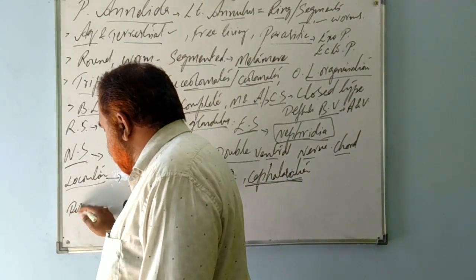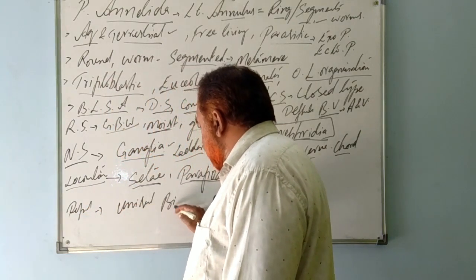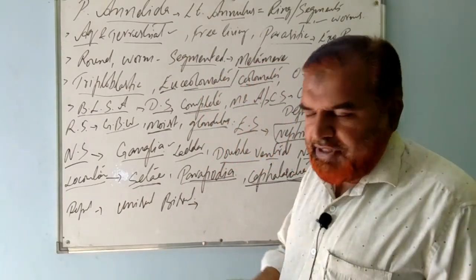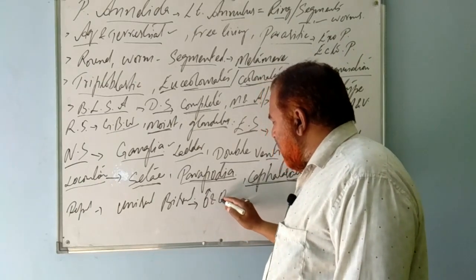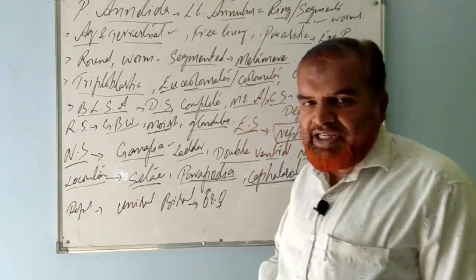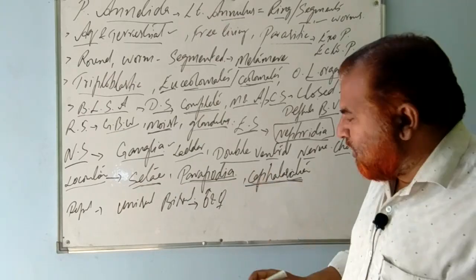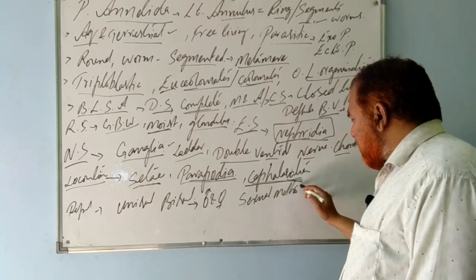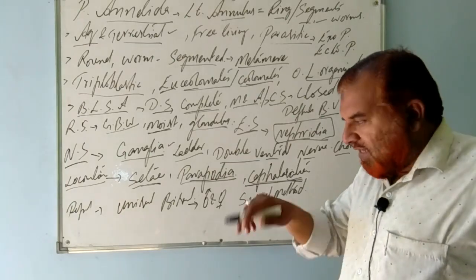Then reproduction. As far as reproduction is concerned, they are both unisexual and bisexual. What do you mean by bisexual? Having both sex organs in one. You have studied dioecious, monoecious. Earthworm, both male and female gonads are present, whereas Nereis is unisexual and earthworm is bisexual. Their reproduction takes place through the sexual method. Fertilization is internal as well as external.